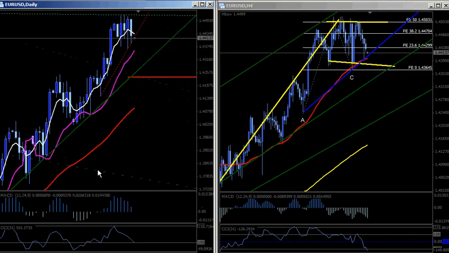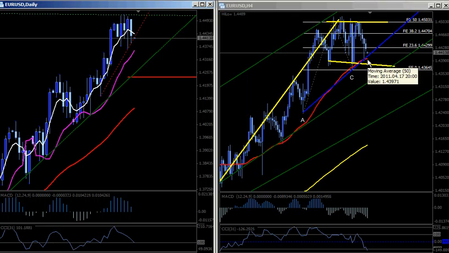Now let's look at the daily here. We are trading under this 5 EMA, and I believe we'll probably test the GAN here at 43.59. That comes in just a little bit below C here on the 4-hour chart, and we may not even test that GAN. It all depends on if this little trend line here holds and this bull flag lower trend line and C.